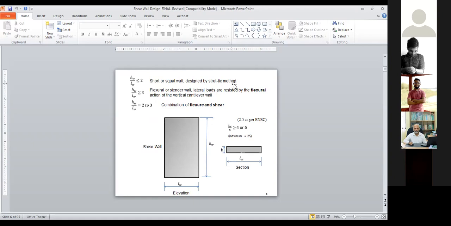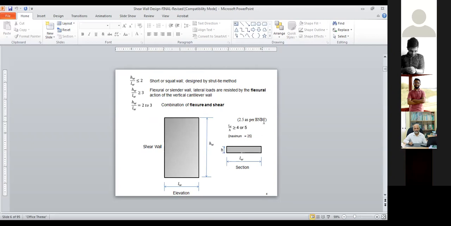Shear will be mainly governed here in this type. And when it becomes more than 3, you may see the flexural action in that case. And when it is 2 to 3, you may have the combined action of flexural and shear.